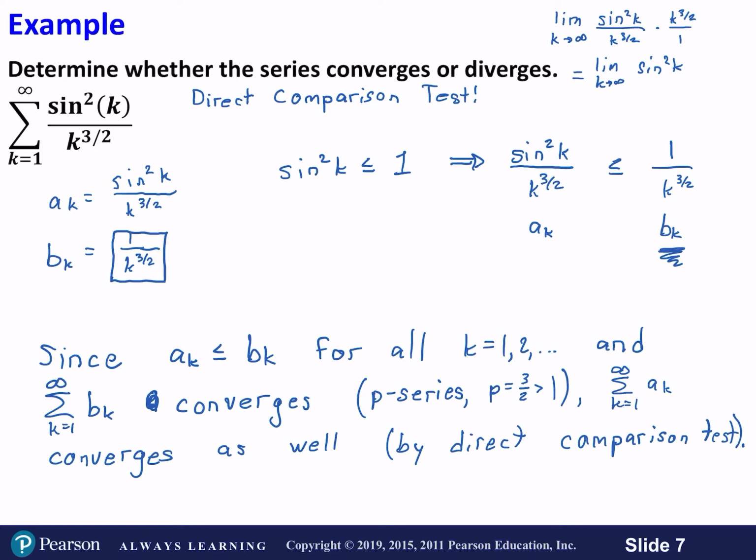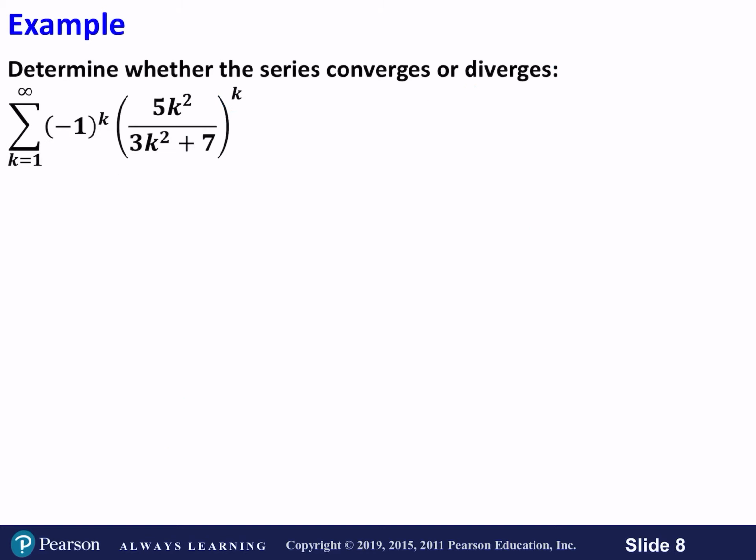And so this would cause us some problems. And so the limit comparison test ultimately would not be a good idea to use here. We instead would want to use the direct comparison test for a quicker reasoning behind this problem. Okay, let's try this one now. We have the sum from k equals 1 to infinity of negative 1 to the k times 5k squared over 3k squared plus 7, all raised to the k power.